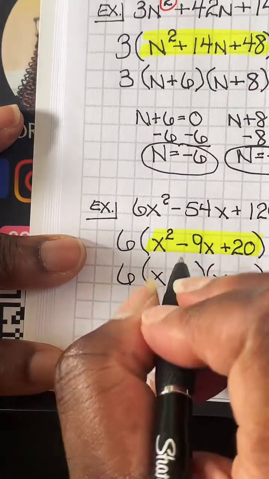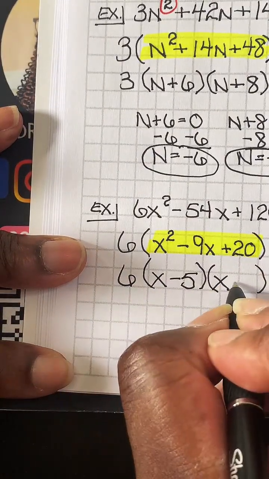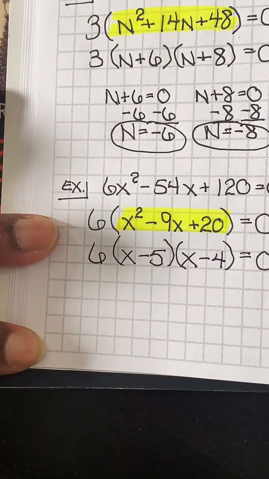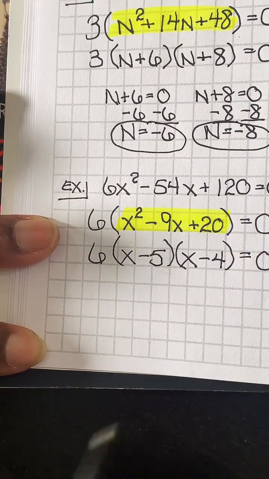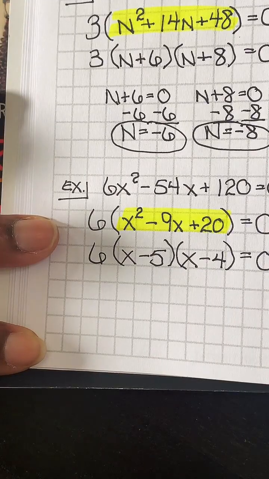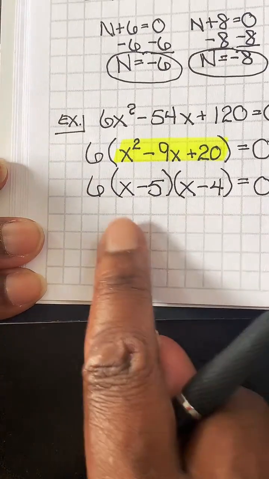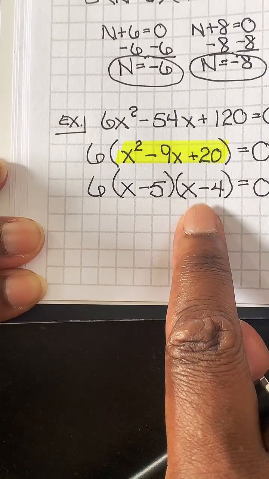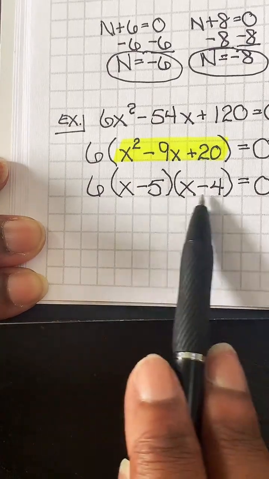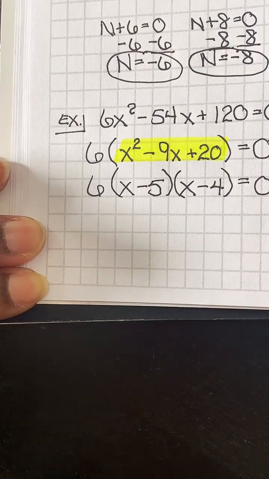So this will be -5 and -4. And a negative times a negative will give me a positive, in this case, a positive 20. All right. So now we need to figure out what values of x are going to make this equal to 0. Because regardless of whether you make this into 0 or you make this into 0, all of this is multiplication.